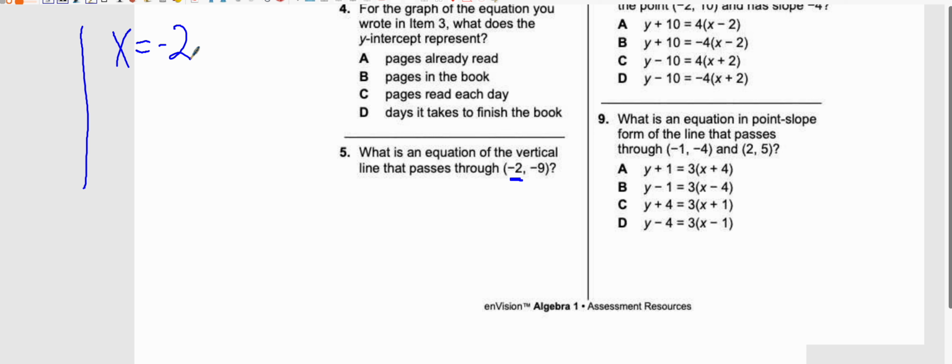So then, what would our horizontal line that goes through that point be? The horizontal line is going to be y equals -9. Horizontal lines are always going to be y equals a number. You can consider it to be standard form again, or you can call it slope-intercept also. It kind of works for either of those forms.